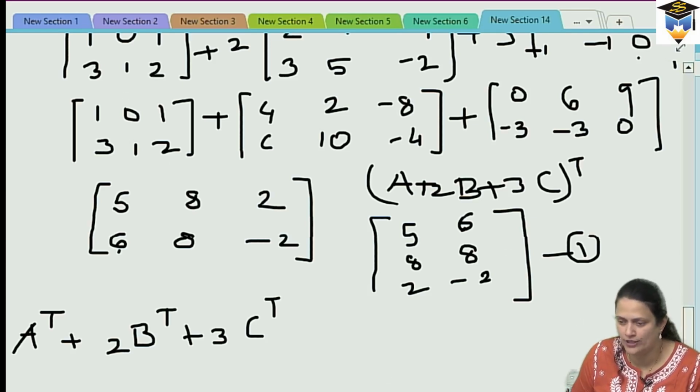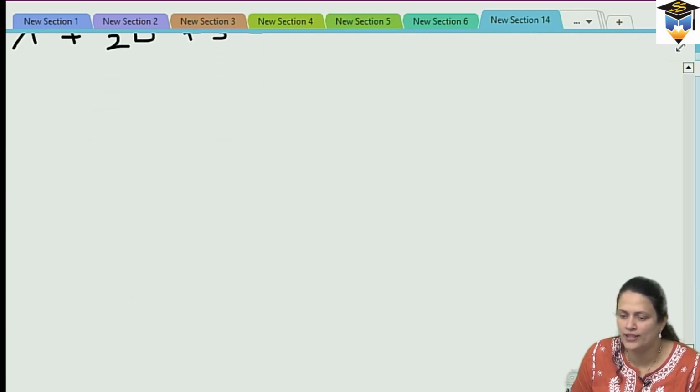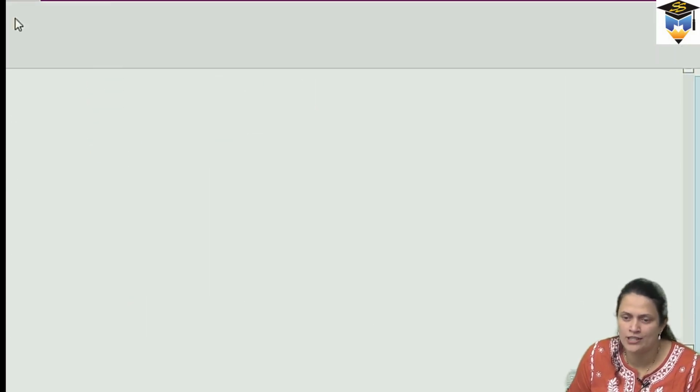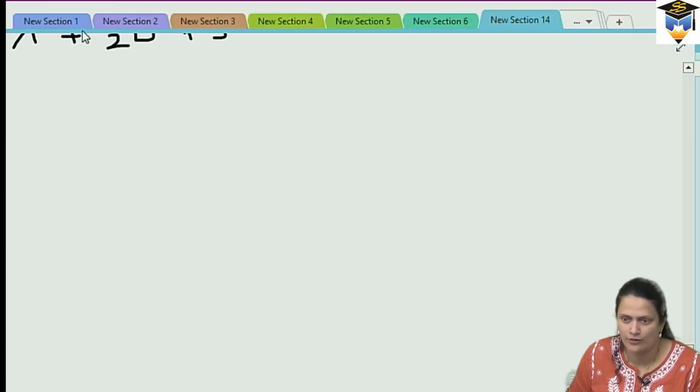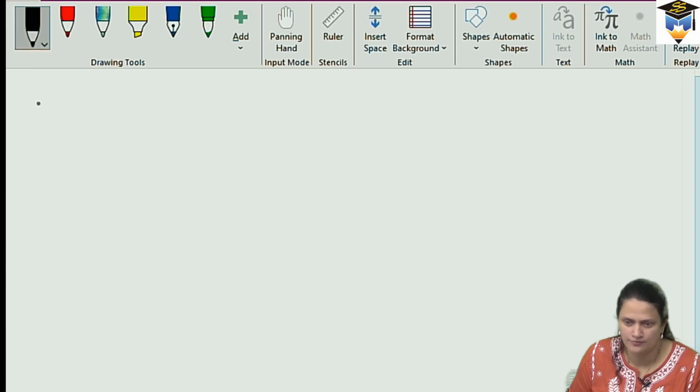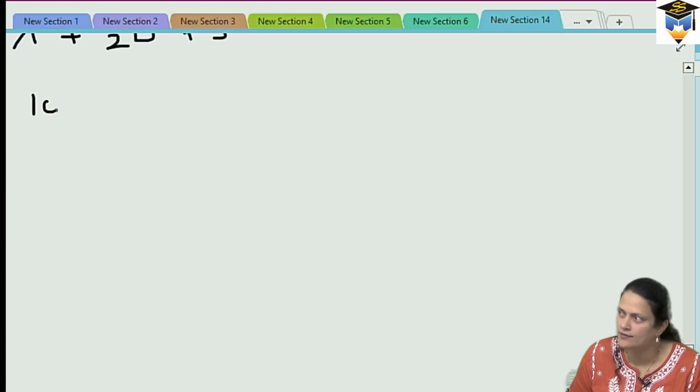This you have to do it. There is nothing to be done. If LHS is equal to RHS, then you can directly say that it is verified. So we are going to solve question number 10. From that, the first one.